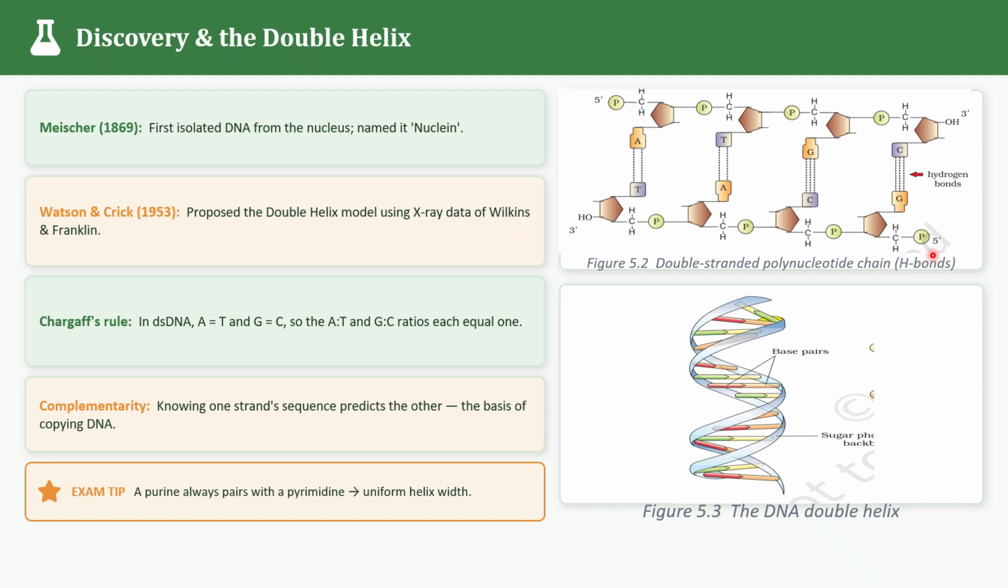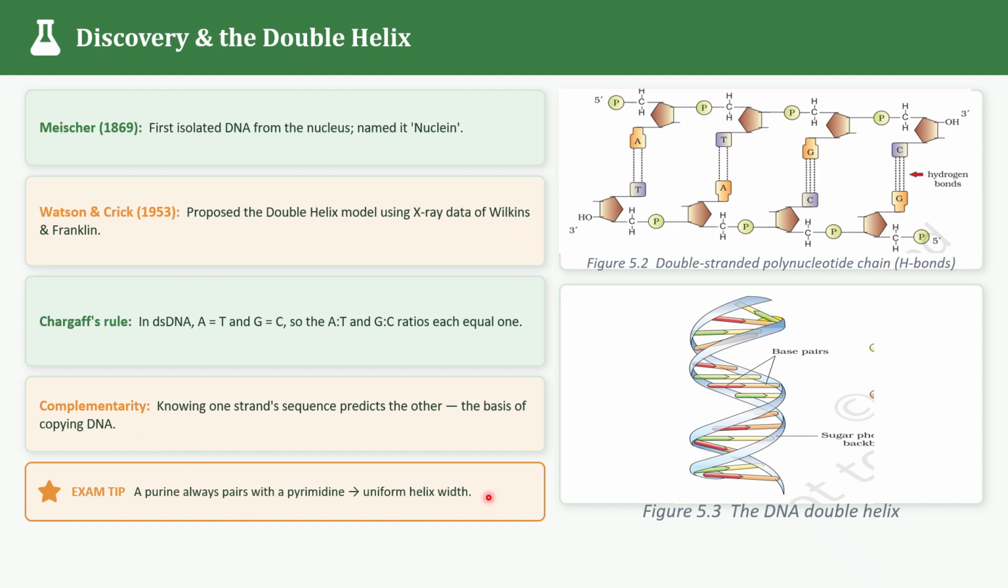Why? See, this keeps the distance between the two DNA strands almost constant throughout the molecule. Imagine if two purines are paired together, they could occupy too much space, right? It will make the DNA wider. But if two pyrimidines are paired together, what will happen? There would be too much empty space, so it makes the DNA narrower. So pairing of one purine with one pyrimidine maintains the uniform width of the double helix, right?